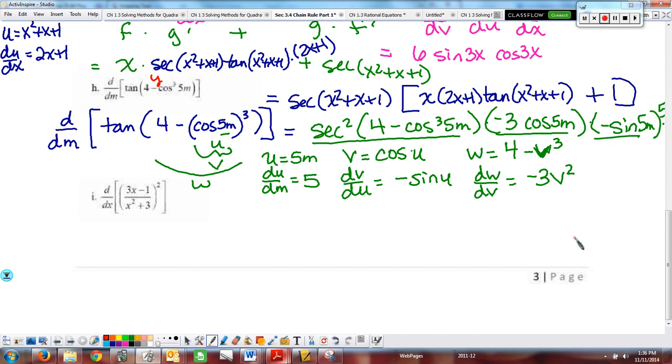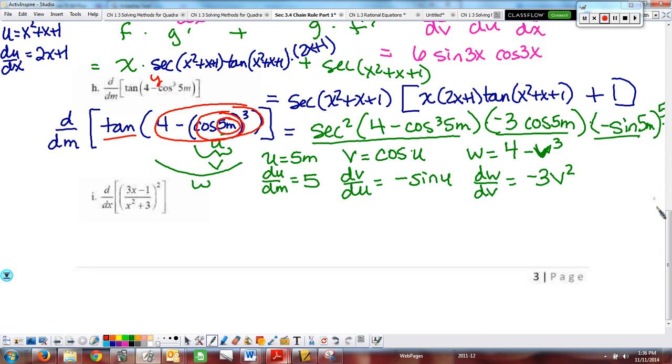See, once you start getting chains within chains within chains, you've got to be very, very careful, and you have to recognize how many chains you're going to have. Every time you have, so this is 1, 2, 3, and then there's the fourth one. So there should be 4 links in your chain working your way from inside out.